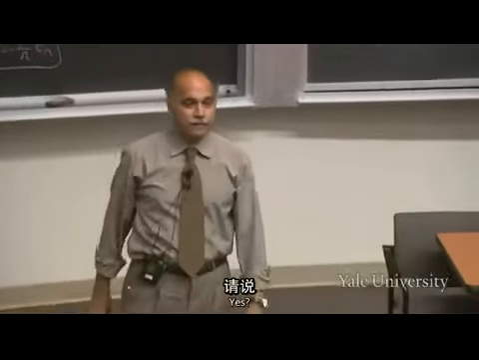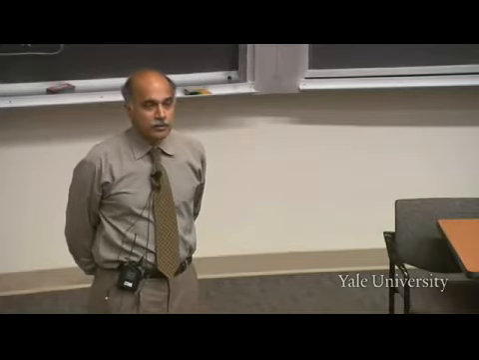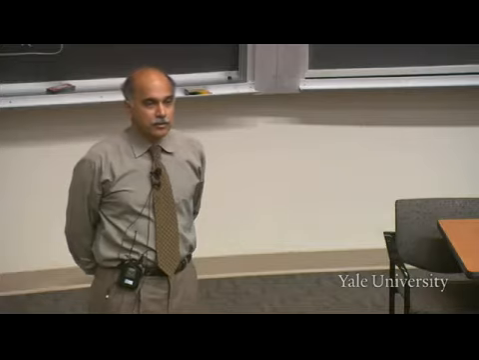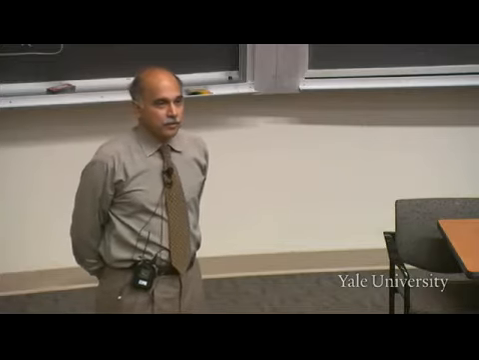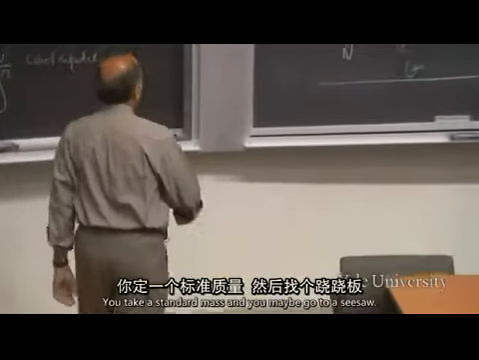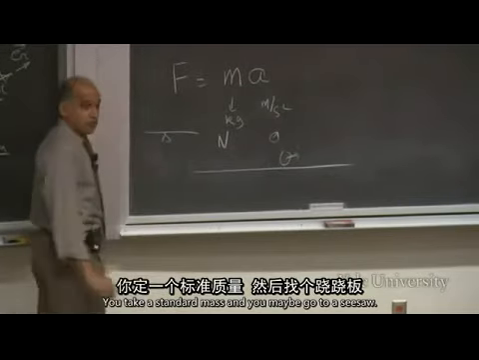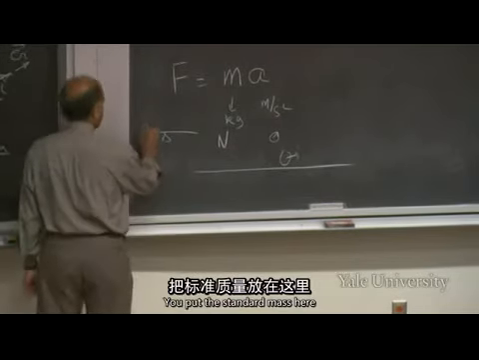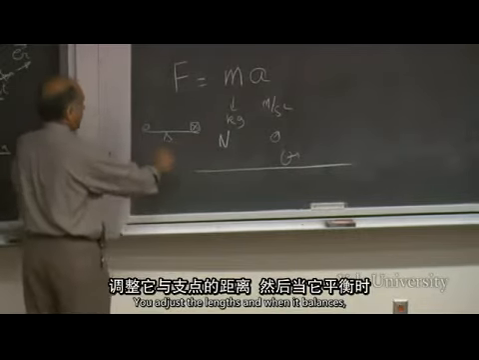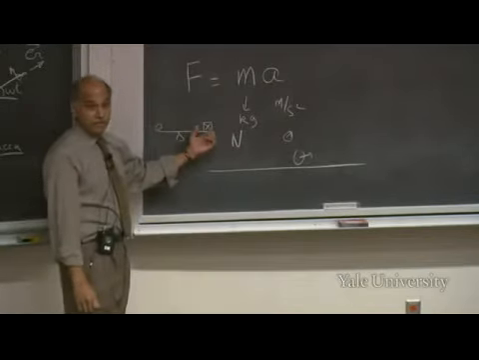Yes? You could use some sort of a standard unit of mass and then a balance to measure the mass of something else, but put it at a certain distance from the fulcrum on a scale and figure out the relative mass. Okay. His idea was following. You take a standard mass and you maybe go to a seesaw, right? You put the standard mass here and you put some other fellow, the mass you're looking at there, and you adjust the lengths, and when it balances you can sort of tell what this mass is, right?